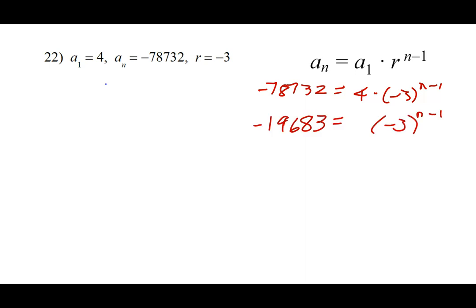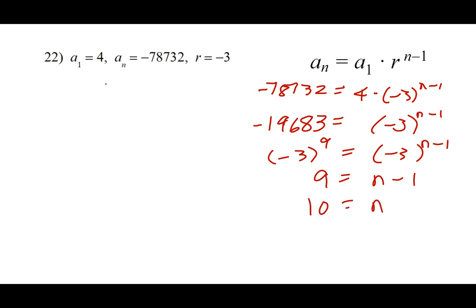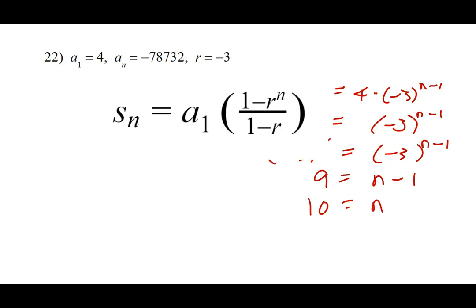And then you're supposed to use a log function after this, but I think it's easier if you just use negative 3 to the what power. So if you just try to use a calculator to figure out negative 3 to the what power gives you negative 19,683, it turns out to be 9th power. So if you cancel out the negative 3, the base, you get 9 equals n minus 1, so n is equal to 10. So now use the 10, n equals 10, in the summation formula, the series.